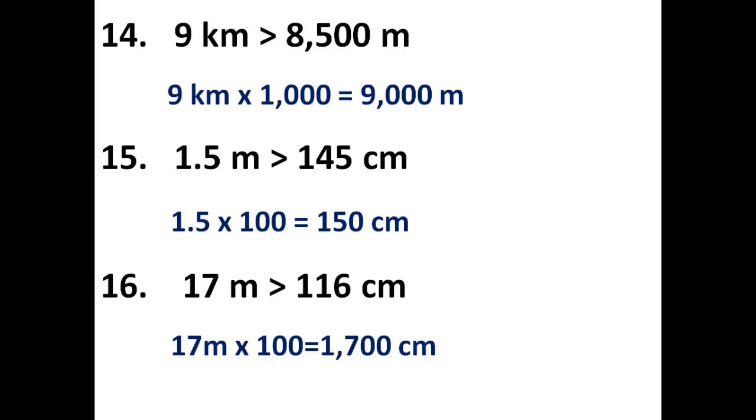Now number 15, 1.5 meter and other side is 145 centimeter. We will change meter into centimeter by multiplying 100 because 1 meter is equal to 100 centimeter. 1.5 meter multiplied by 100 is equal to 150 centimeter. So 1.5 meter is greater than 145 centimeter. You can see the working on the second line and decide.